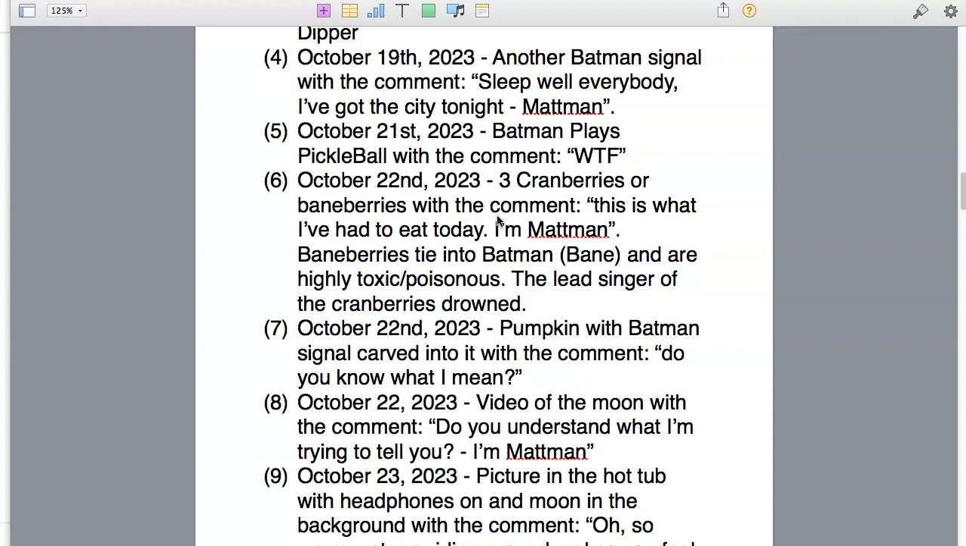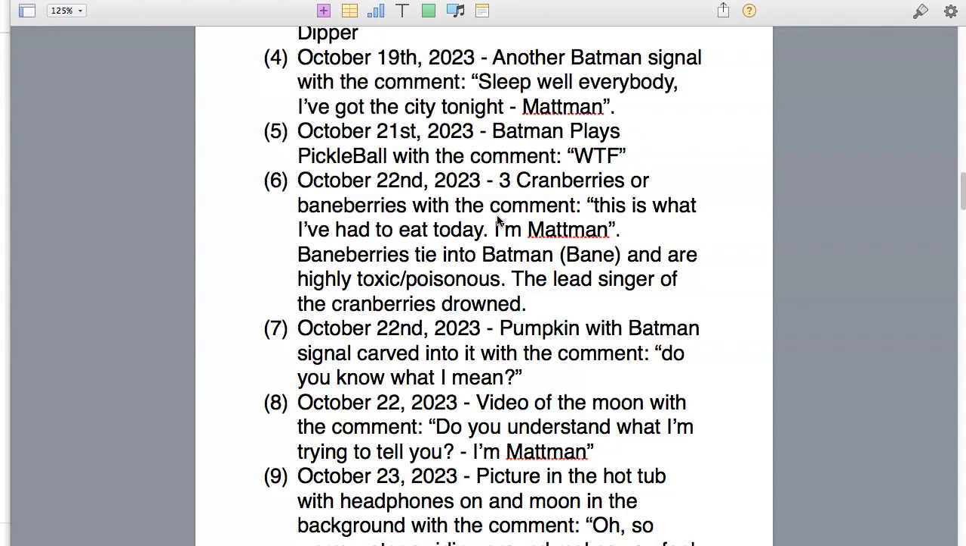Then the sixth one is October 22nd, 2023. Three cranberries or baneberries with the comment, "This is what I've had to eat today. I'm Matman." Originally, a lot of people were speculating that these were cranberries when it was first posted, and that related to how the lead singer of the Cranberries drowned. But if you read up on this, most of the articles now say that someone on Twitter figured out that they were baneberries. I don't know if that's true, but we'll go ahead and assume that's been fact corrected, that those were actually baneberries.